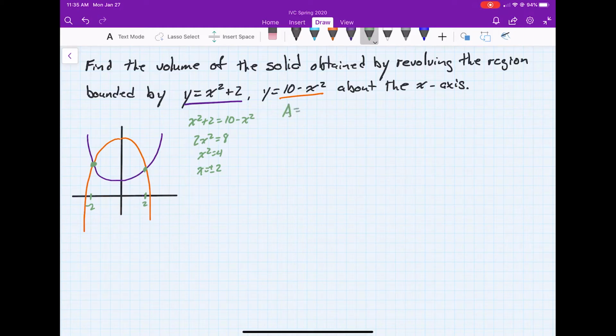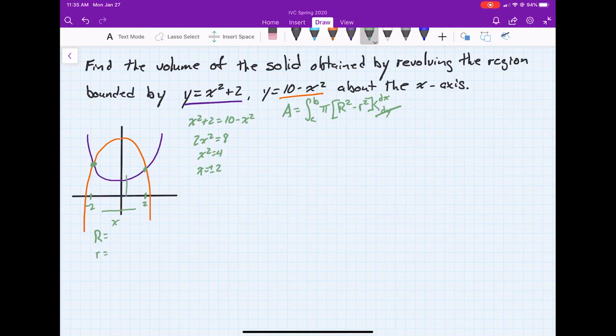So our area in washer method is the integral a to b of pi times the big R, the big radius squared, minus the small radius squared, and it could be dx or dy. But as you can see, we're working with x again, so we will be doing dx in this. So we have to figure out what our big R is and what our little r is.